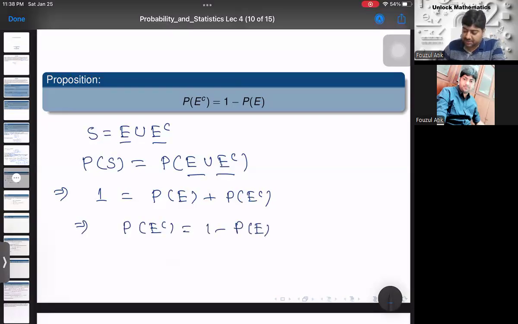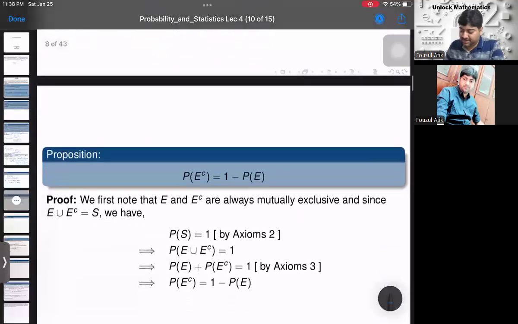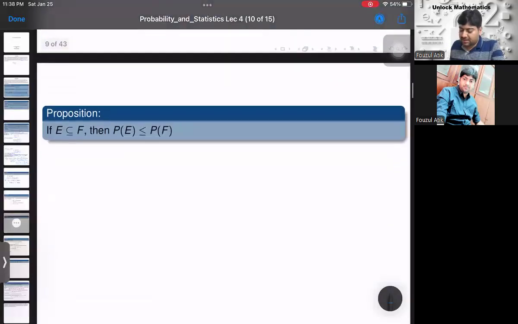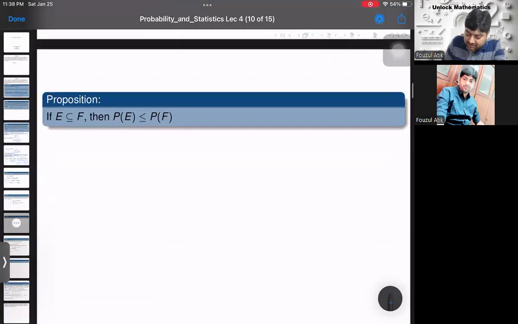We can easily prove this property. So this is a property we are going to use several times. We have the next property as this one. If I have E a subset of F, then the probability of E should be less than or equal to P of F. Again, we can prove this proposition very easily. Let us discuss the proof.